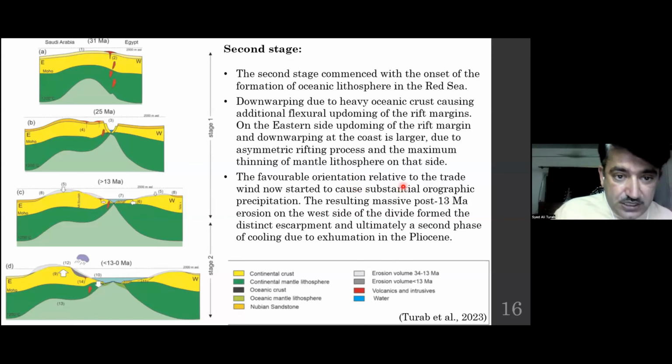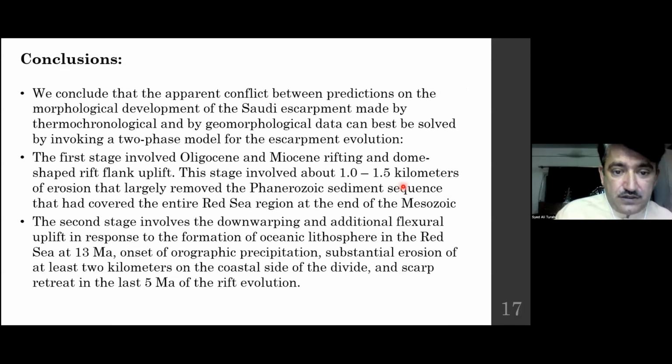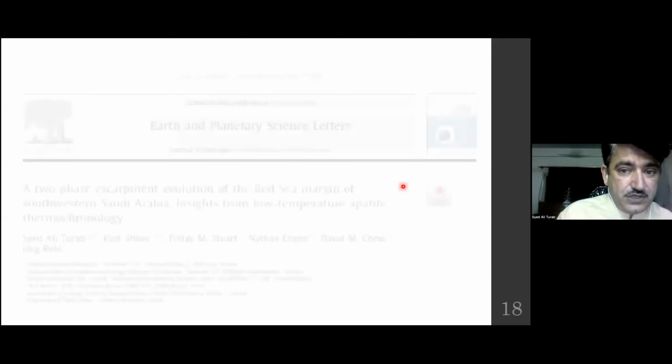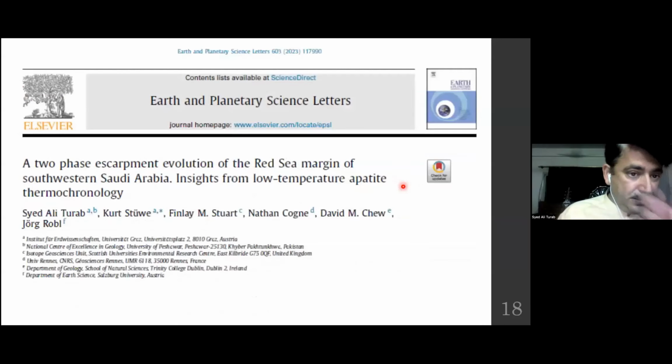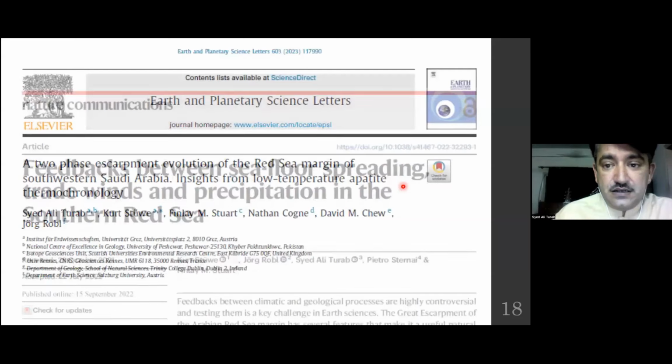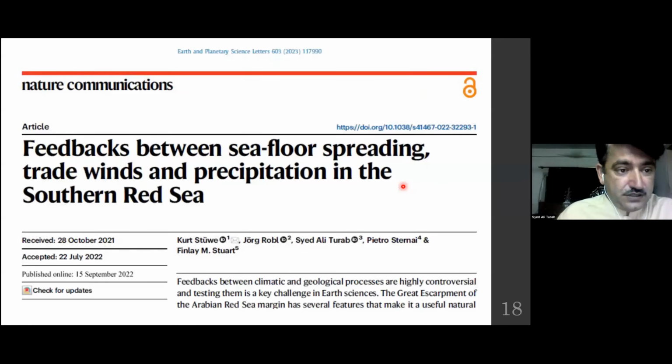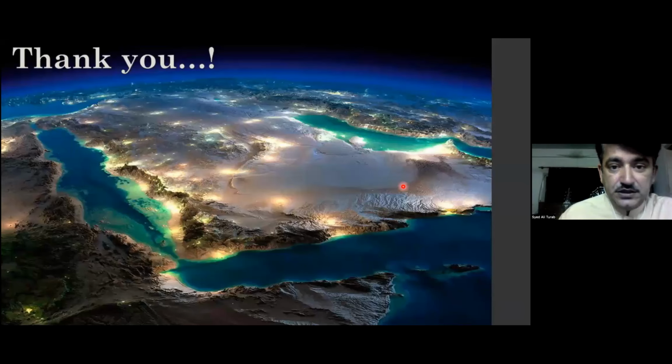Okay, I think I've already covered these things. This is published in EPSL, and related work is also published in Nature Communications. Thank you.